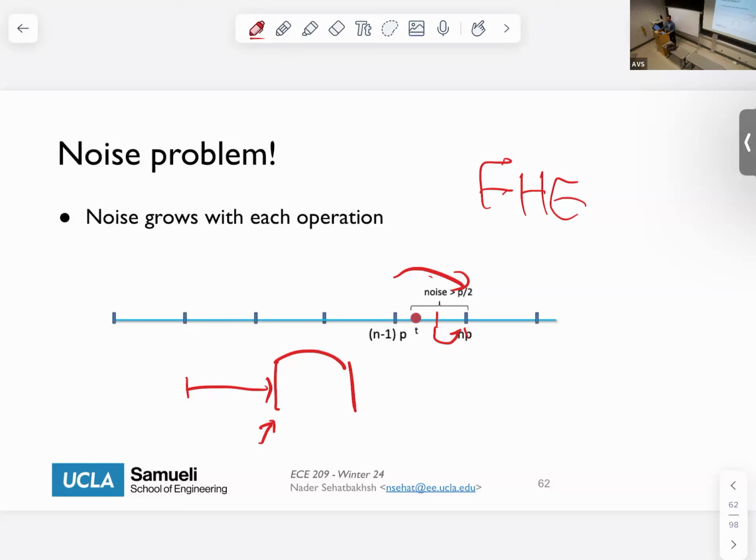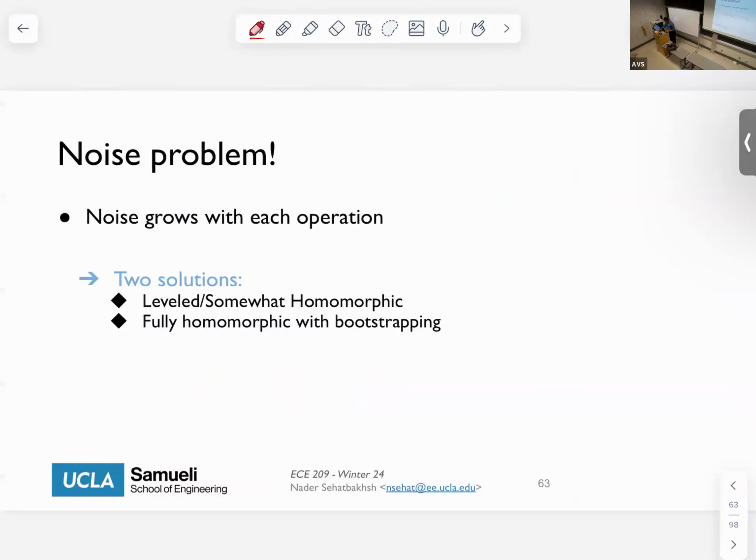Questions? So as I said, level homomorphic or fully homomorphic, and this process we call bootstrapping. When you re-encrypt the system with a new key, you're doing what we call a bootstrap.